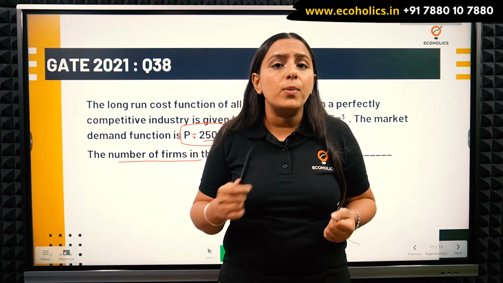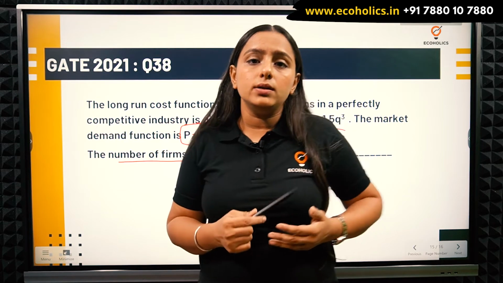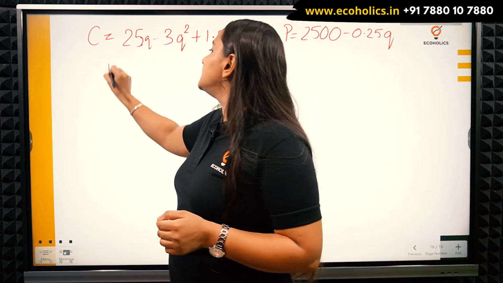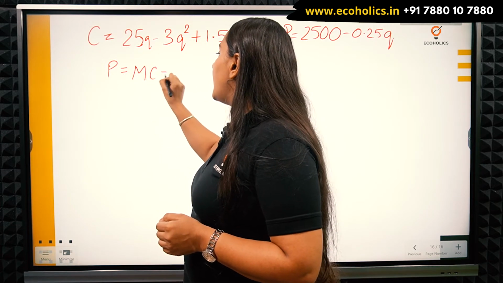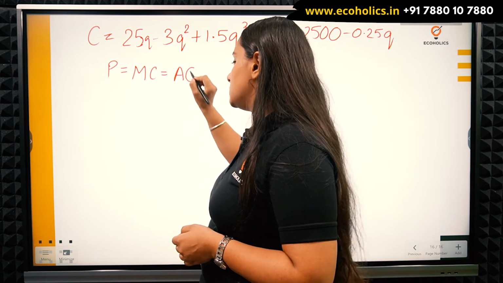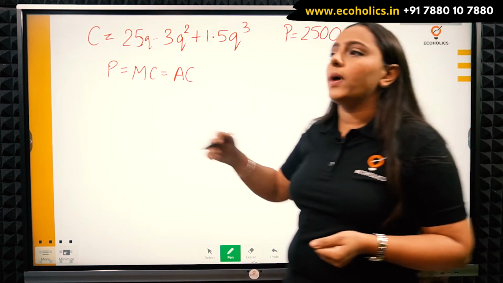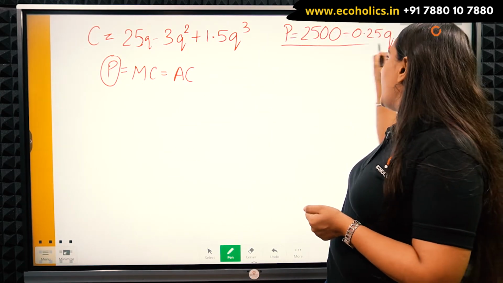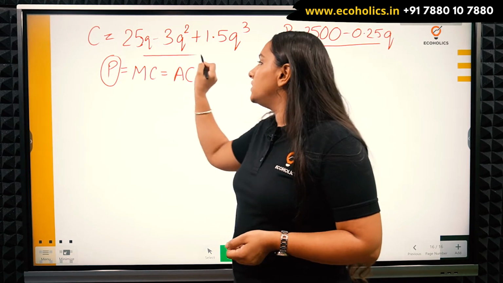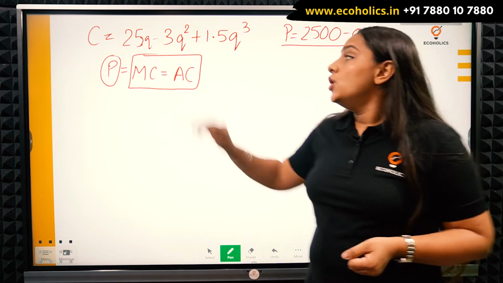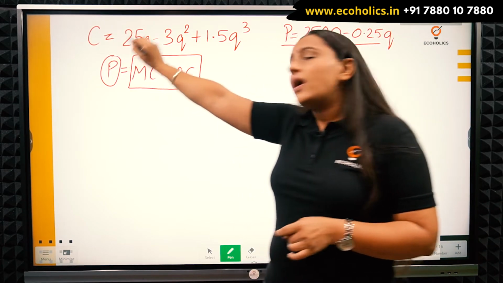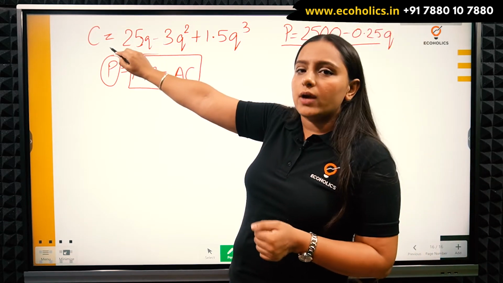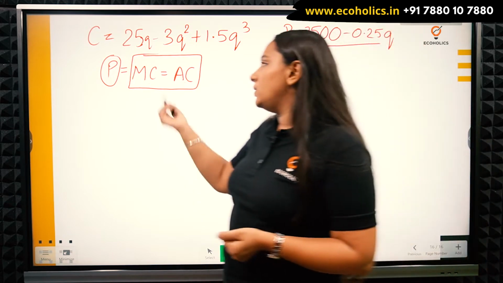What's the equilibrium condition for perfectly competitive firms? In the long run, the condition at which these firms operate is where price equals marginal cost, and further they are equal to average cost. That's the equilibrium condition in the long run for perfectly competitive firms. I don't have the price, and I need to find it, because what I have is the demand function of the market. So I will first work on marginal cost equal to average cost. Both can be found from this cost function. First I will differentiate the cost function with respect to Q to get marginal cost, and then I will divide the cost function by Q to get the average cost curve. So let's just do that.